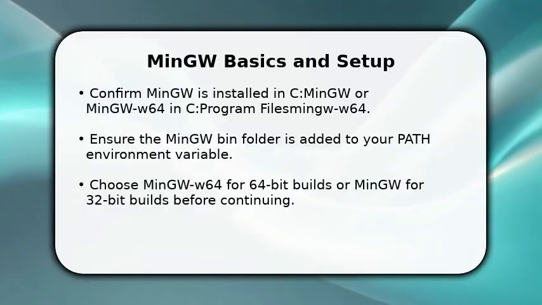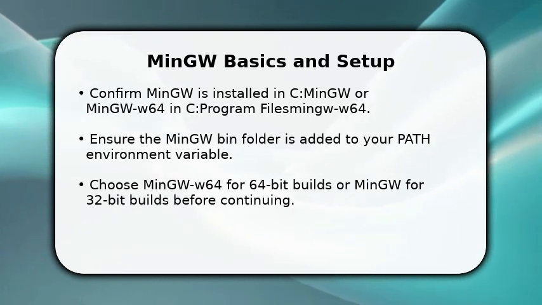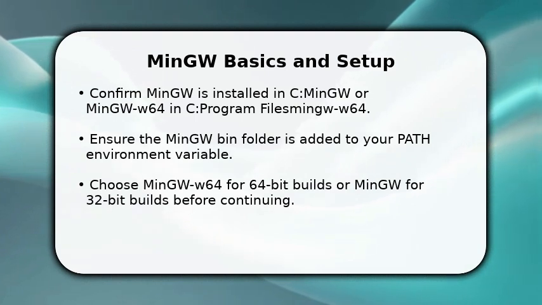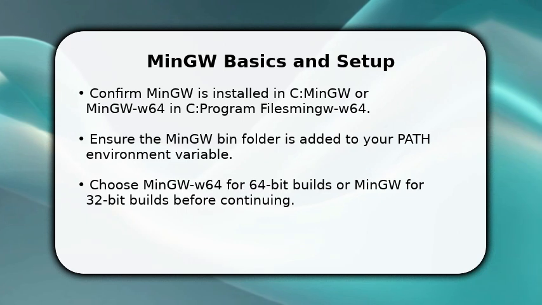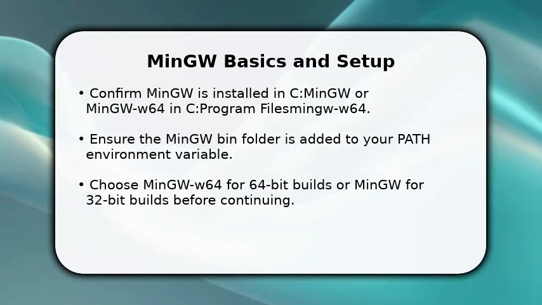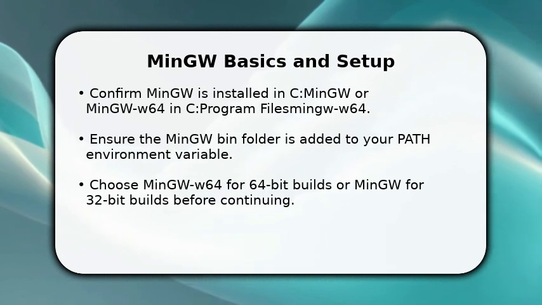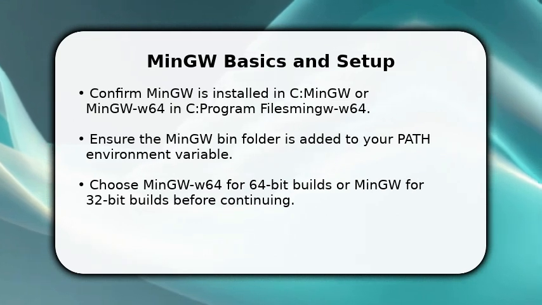Start by confirming MinGW is installed on your system. Confirm MinGW is installed in C:\MinGW or MinGW-w64 in C:\Program Files\MinGW64. Check whether you installed the 64-bit or 32-bit build. Choose MinGW-w64 for 64-bit builds or MinGW for 32-bit builds before continuing.